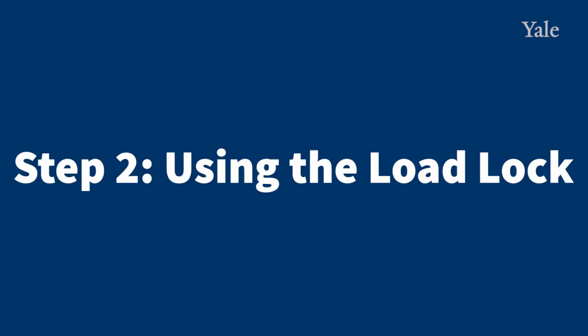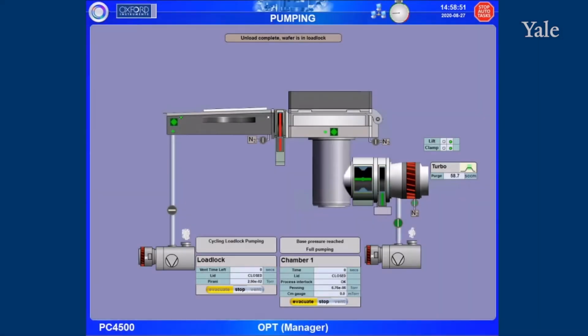Step 2. Using the load lock to transfer wafers in and out of the tool. From the pumping screen, go to the load lock controls, stop pumping, and then vent the load lock. The load lock will go through several stages of purging and pumping before finally venting up to atmosphere. This takes about 1 minute.